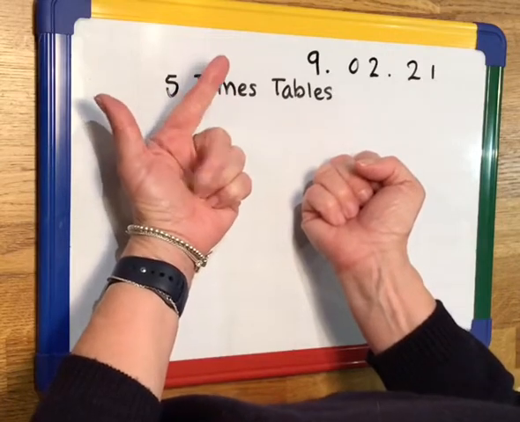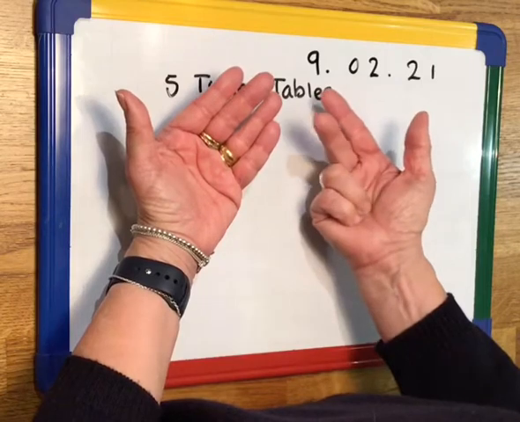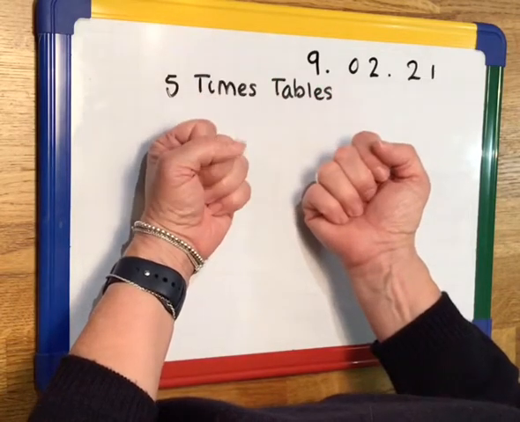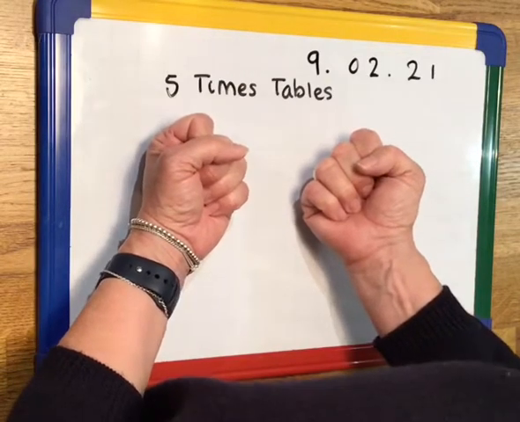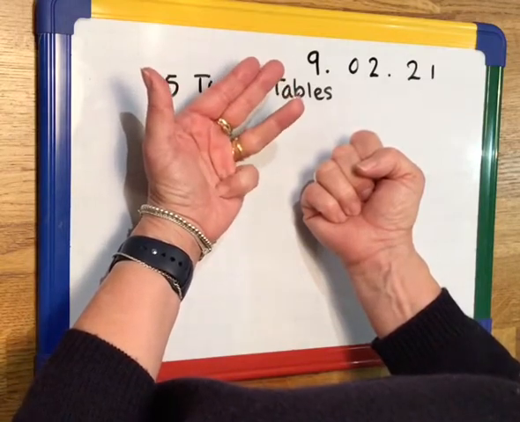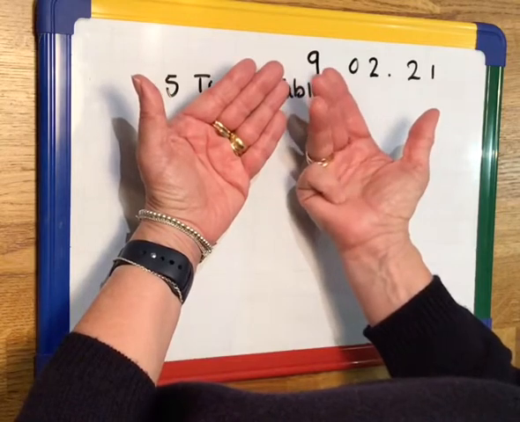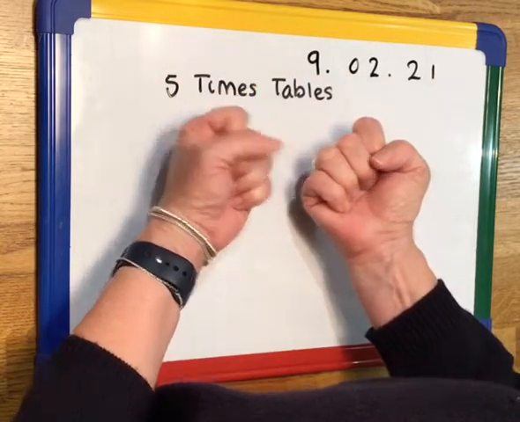5, 10, 15, 20, 25, 30, 35, 40, 45, 50. Can carry on, 55, 60. I'm going to stop at 60. Let's do that again. 5, 10, 15, 20, 25, 30, 35, 40, 45, 50, 55, 60.